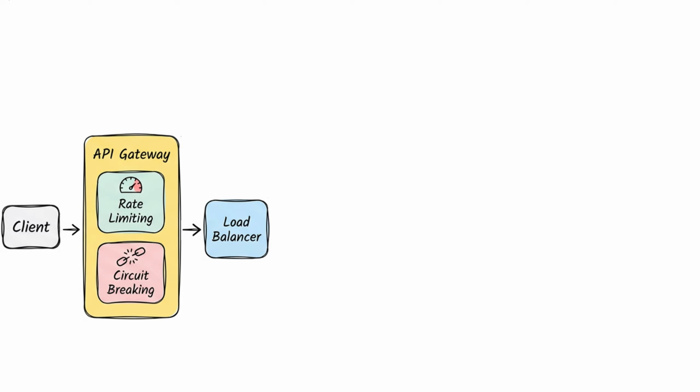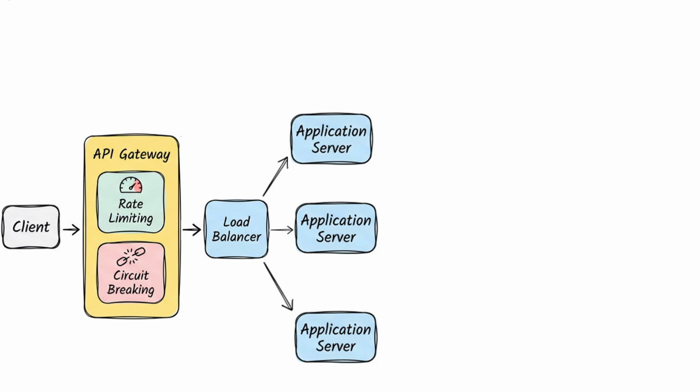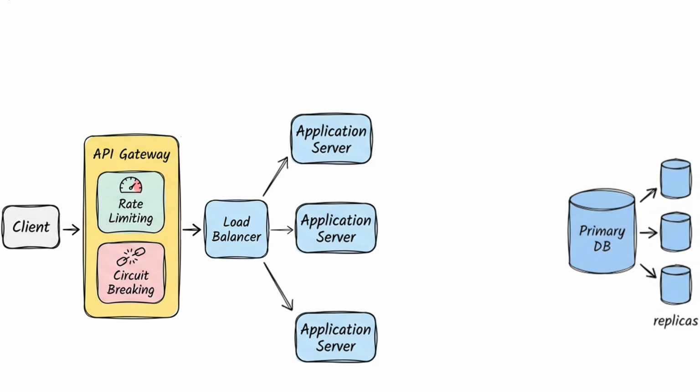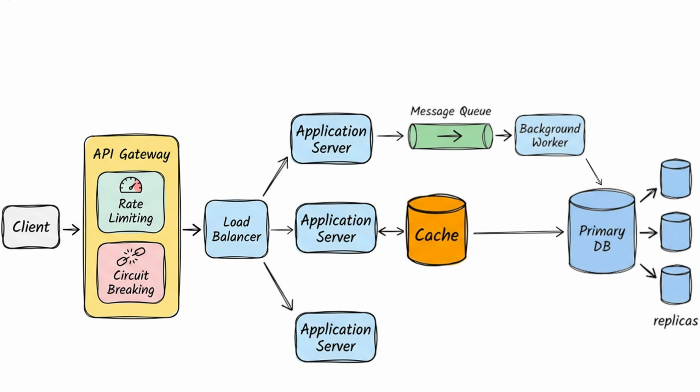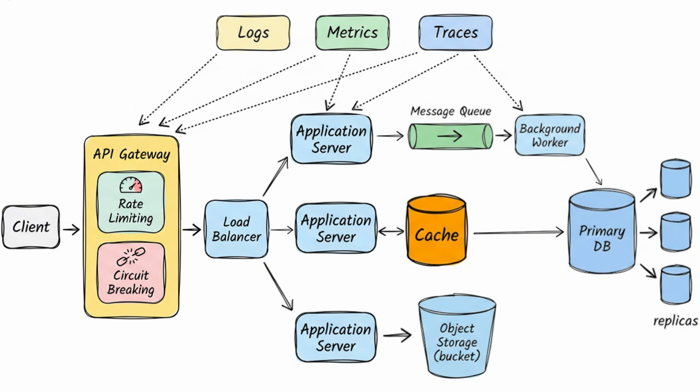So let's recap the minimal mental model. Clients send requests. Load balancers and gateways distribute them. Application servers handle business logic. Databases store state with indexes and replication. Caches speed up hot reads. Queues handle background work. Object storage holds blobs. Rate limiting and circuit breakers protect the system. Logs, metrics, and traces tell you what is going on.